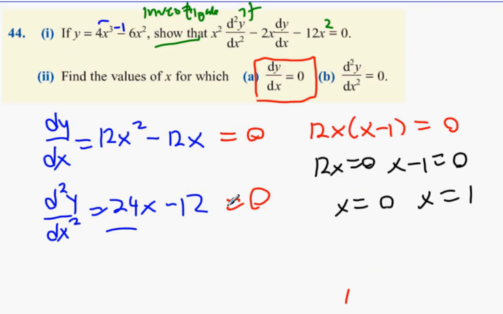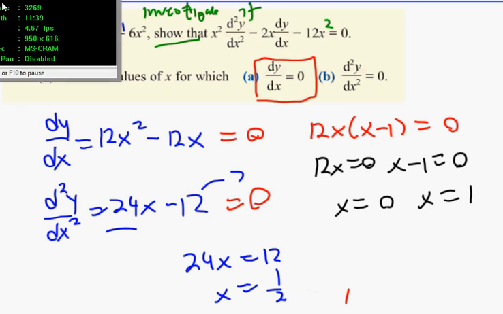For the second derivative, it's a lot easier. Bring 12 over. 24x equals 12. x equals a half. Okay, guys?